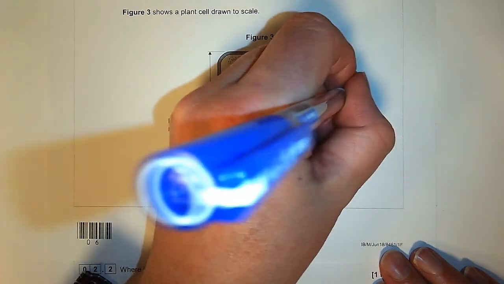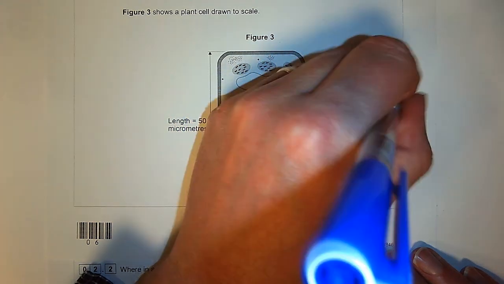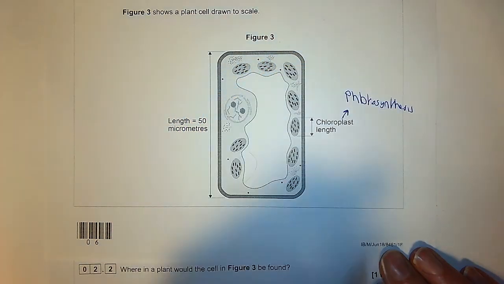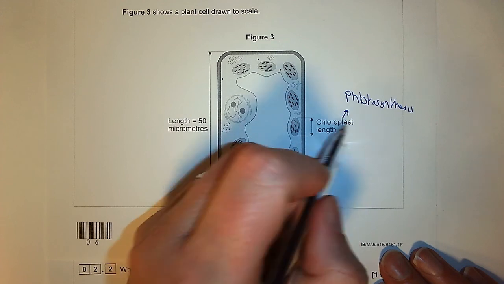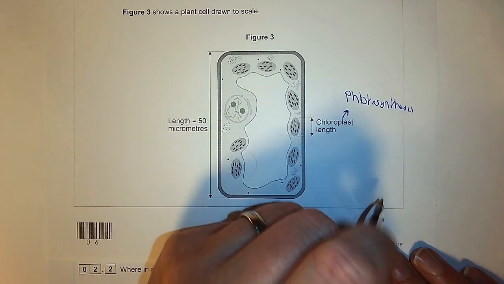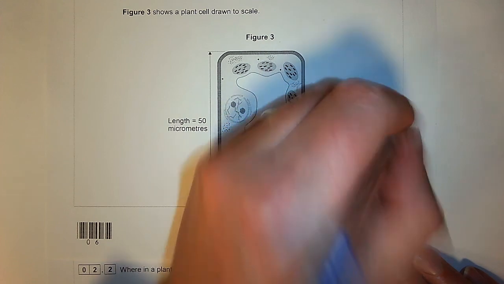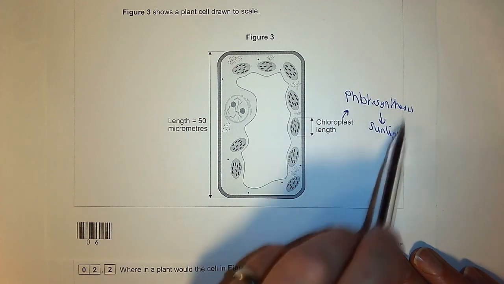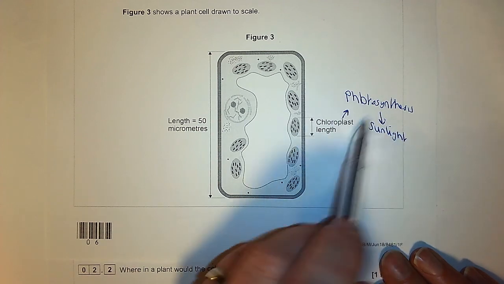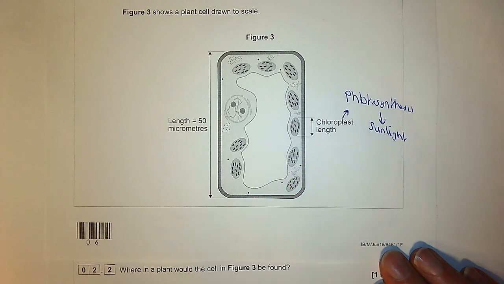Now a chloroplast is involved in photosynthesis, plants making glucose using carbon dioxide and water and absorbing sunlight. So photosynthesis needs sunlight. Therefore it needs to be in a part of a plant that is also going to receive sunlight, so it's not going to be in the roots, and is able to carry out photosynthesis.